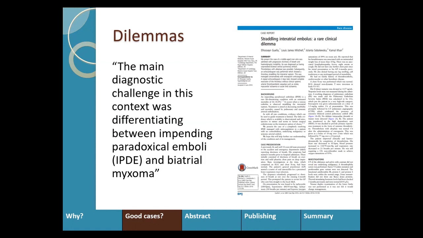So here are a couple examples of dilemmas. This is one in which the authors state the main diagnostic challenge was differentiating between impending paradoxical emboli and biatrial myxoma. And so this was a straddling interatrial embolus, and they wrote about how they manage this and the dilemmas and how to manage this well.